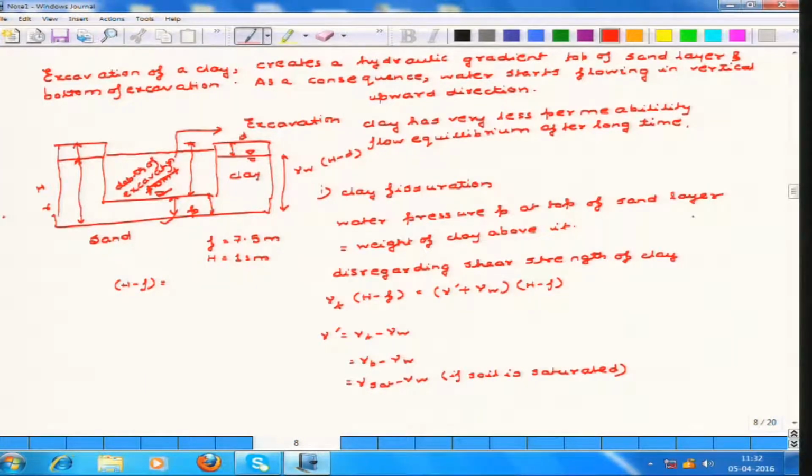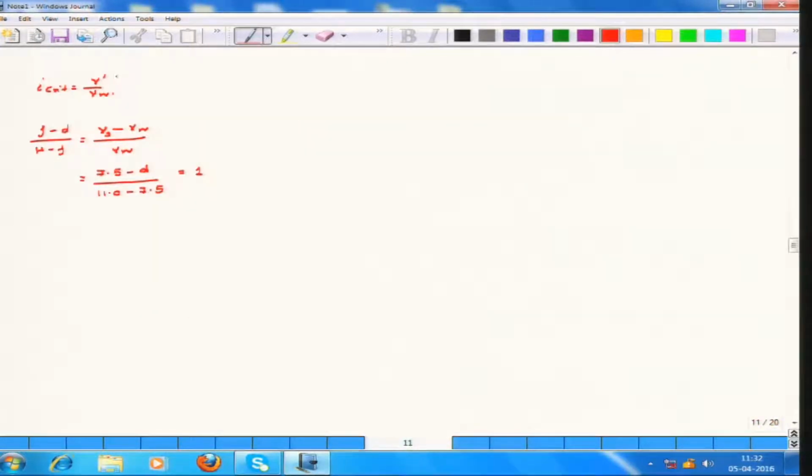That is what I said, water pressure at the top of the sand layer must be equal to the weight of the clay. That is what the critical condition is: the water pressure at the top must be equivalent to the submerged weight of the clay if the height is same. So gamma dash into H must be equal to gamma W into H. So basically then gamma dash by gamma W will be equivalent to 1, then only critical conditions will be reached. So, from here we found out that D is equivalent to 7.5 minus 3.5, equivalent to 4 meter.